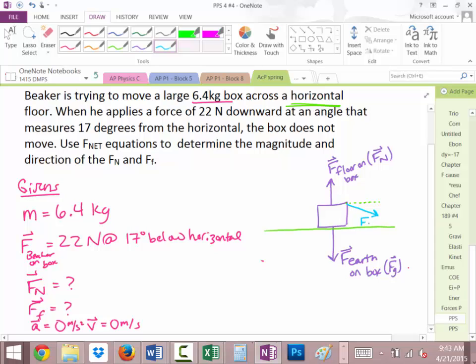The force of Beaker on the box, right? And I'm going to write F sub A because A stands for applied. Yeah. I'm just going to write that as a theta just so I don't forget that it is at an angle. Are there any other forces acting on the box?